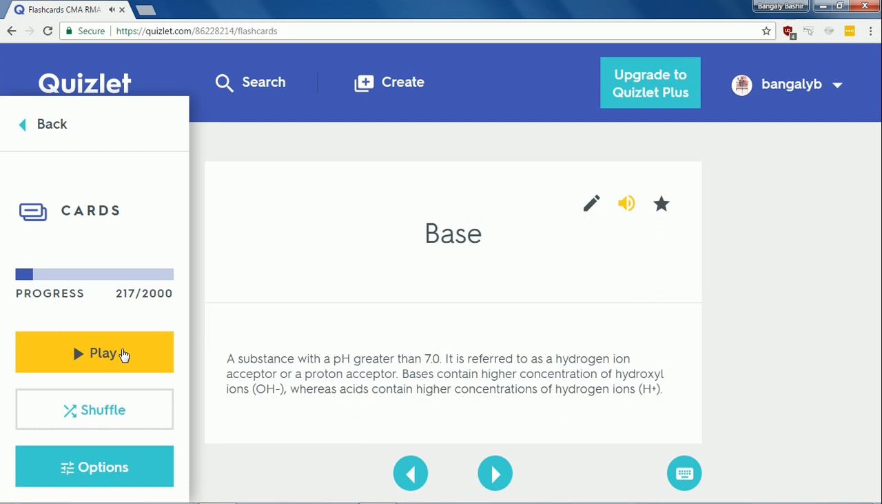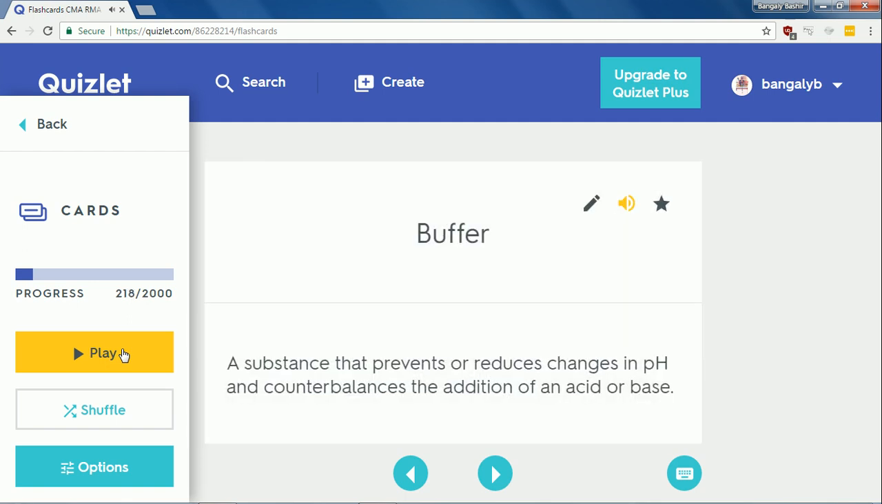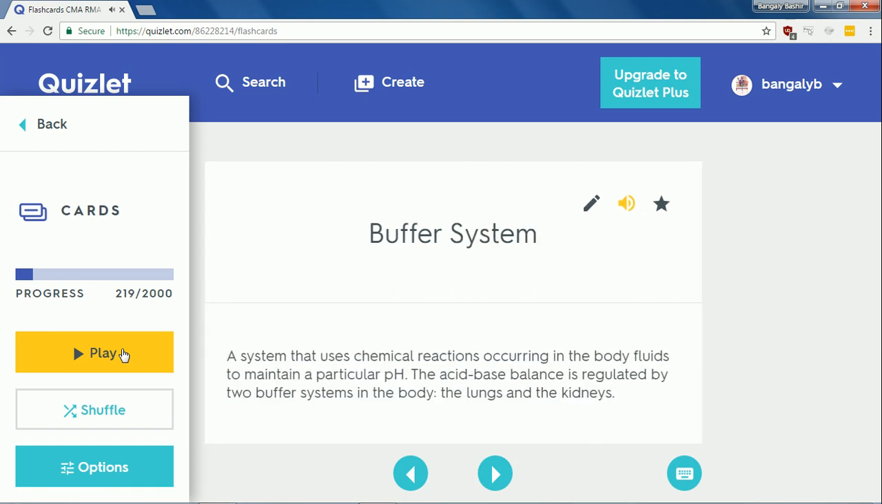Base. A substance with a pH greater than 7.0. It is referred to as a hydrogen ion acceptor or a proton acceptor. Bases contain higher concentrations of hydroxyl ions, whereas acids contain higher concentrations of hydrogen ions. Buffer. A substance that prevents or reduces changes in pH and counterbalances the addition of an acid or base. Buffer system. A system that uses chemical reactions occurring in the body fluids to maintain a particular pH. The acid-base balance is regulated by two buffer systems in the body, the lungs and the kidneys.